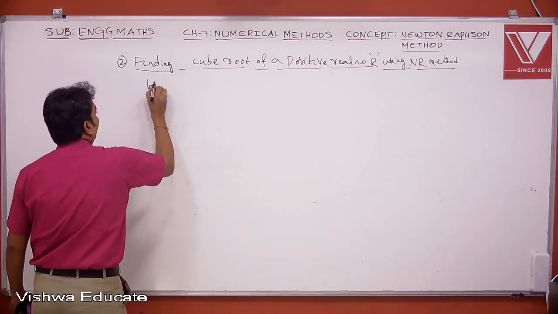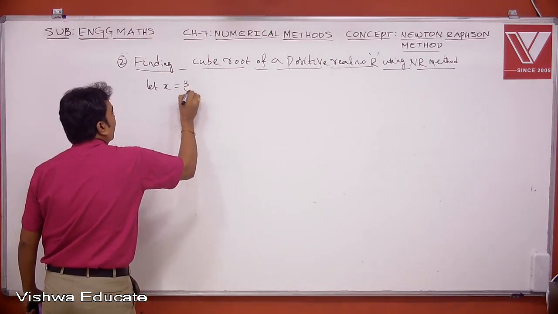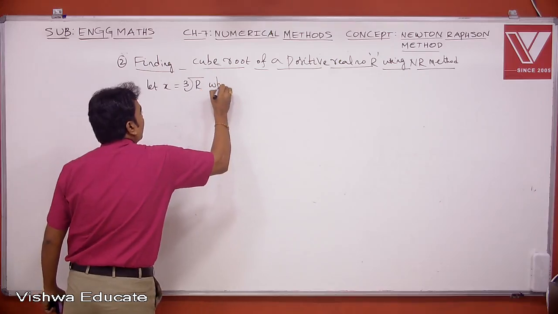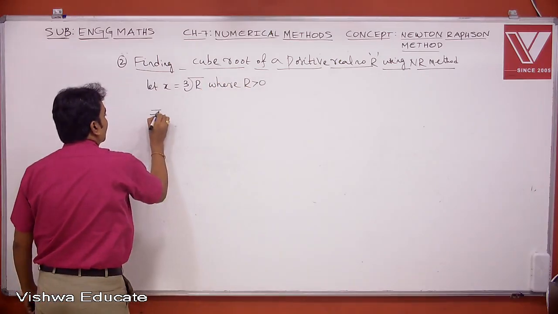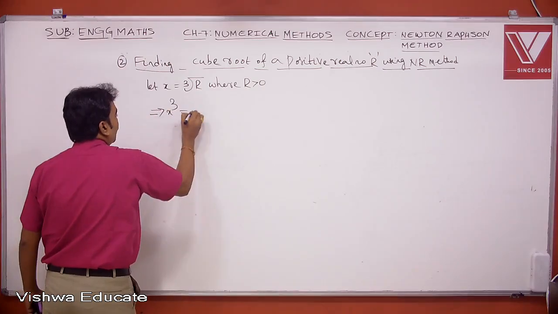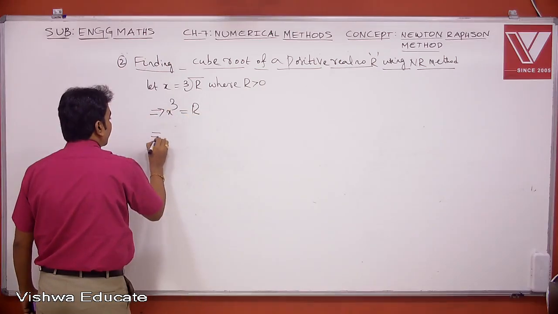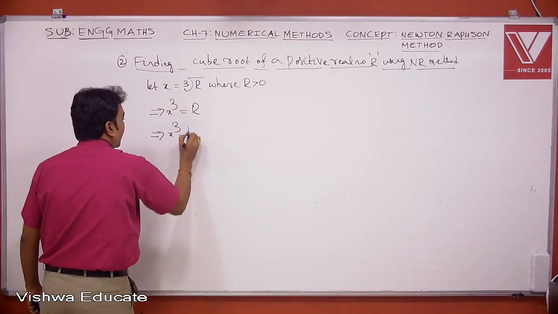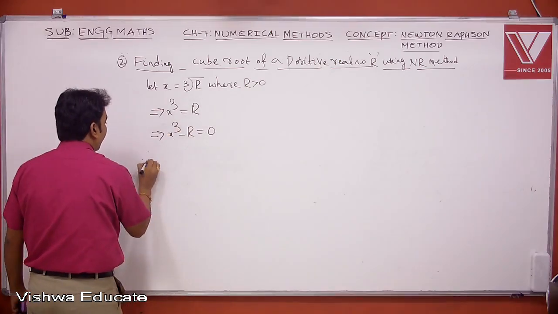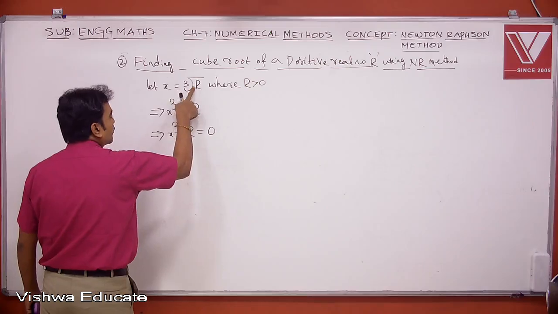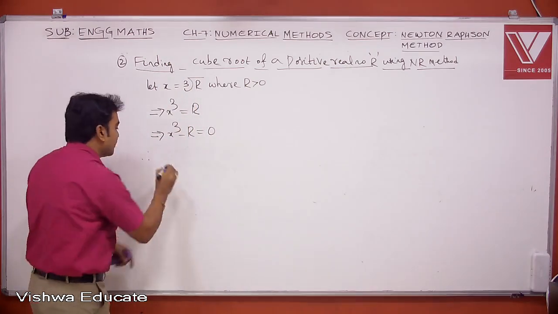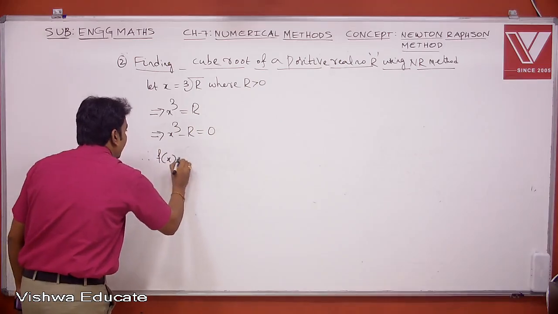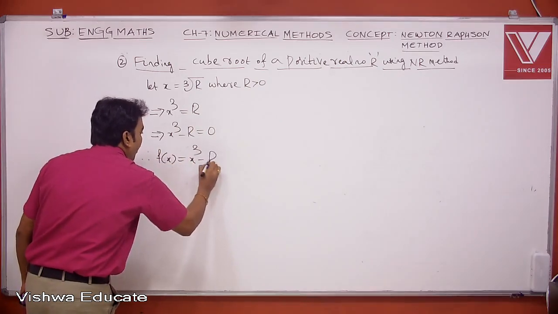Here take x equal to cube root of r, where r is a real number which is greater than 0. So apply cubing on both sides, x cube equal to r. So this implies x cube minus r equal to 0. Therefore, finding this cube root of r is nothing but finding x value, but x is nothing but root of this equation. So I take this function as f of x equal to x cube minus r.